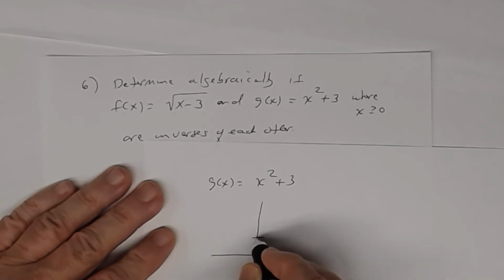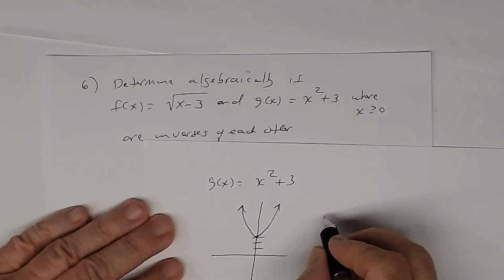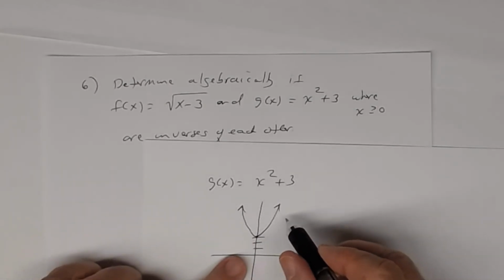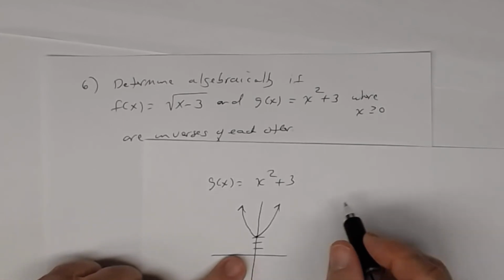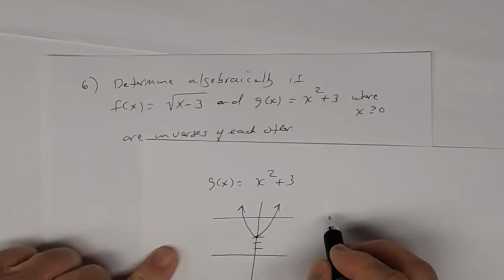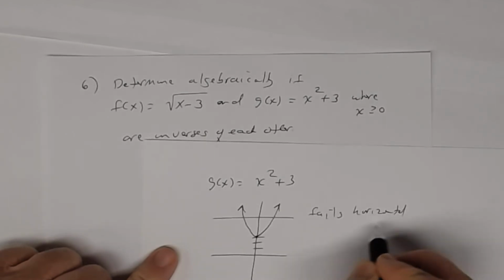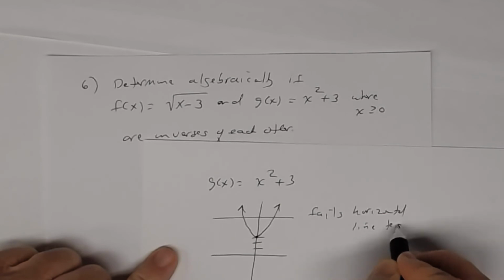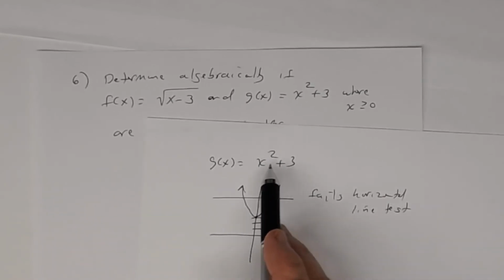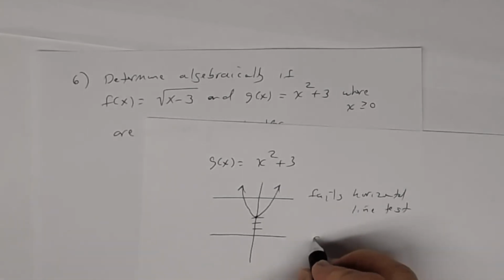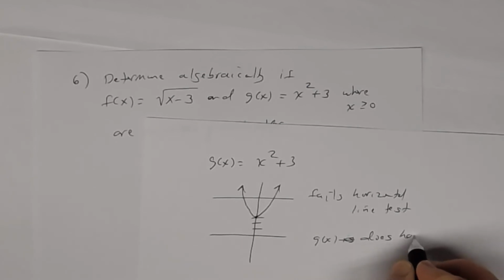1, 2, 3, the vertex is here, and it looks like this, right? Well, remember, in order for a function to have an inverse, it must be one-to-one. Well, this fails the horizontal line test. So that's one of the things you learned in a lesson. So it fails the horizontal line test. So as it is, g of x does not have an inverse.